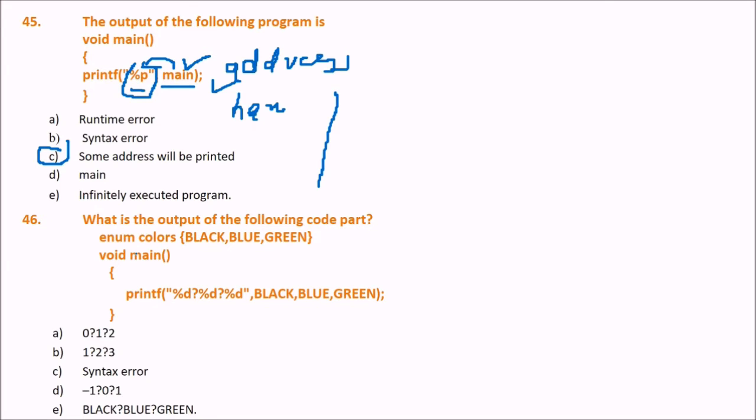Next, we are taking an example of enumeration. What is the output of the following code? Enum colors black, blue, green. You know that these numbers start from 0, 1 and 2. So you want to print these values black, blue and green. What is going to be the answer? You got it right. The answer is A, because enum names get assigned integer values and this starts from 0, if not explicitly initialized in the declaration. So this will be printed.